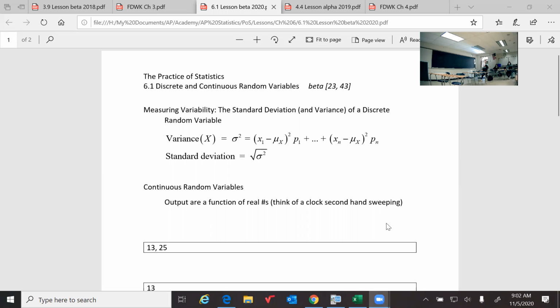Two things. First off, when you see a Greek letter, that goes with the population parameter. When you see a Roman letter, that goes with the sample statistic. So this is a Greek letter. That's a small case sigma. Sigma squared is the variance, and sigma is the standard deviation. It's a measure of spread.